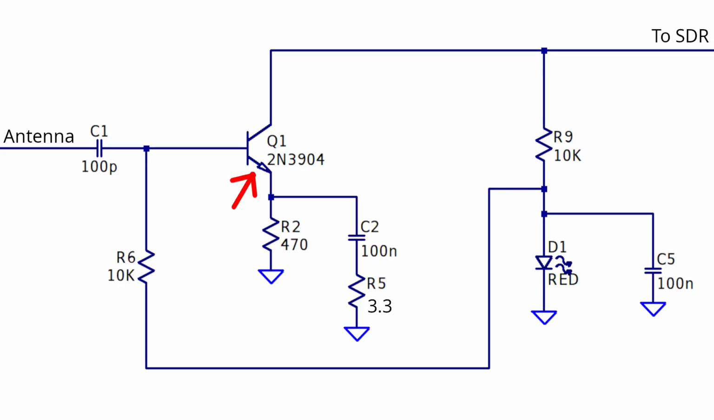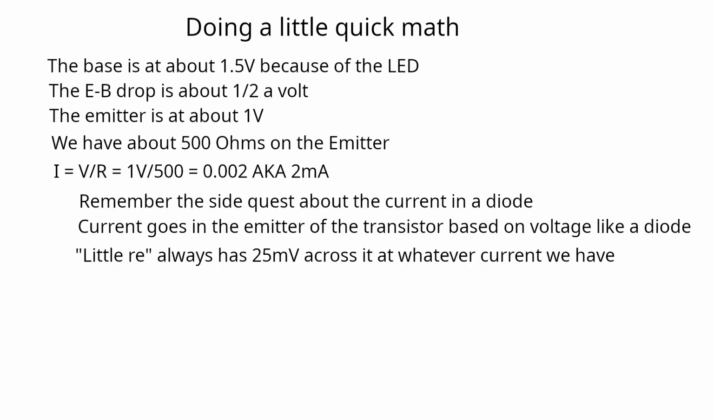I assume you remember our little side quest about the current flowing in a diode. Here we come back to it again. We have 2 milliamps flowing into the emitter of this transistor, which is 2 milliamps flowing in a diode. If we ask Mr. Ohm's opinion about 25 millivolts and 2 milliamps, we get a resistance of just about 12 ohms for small changes in the voltage.